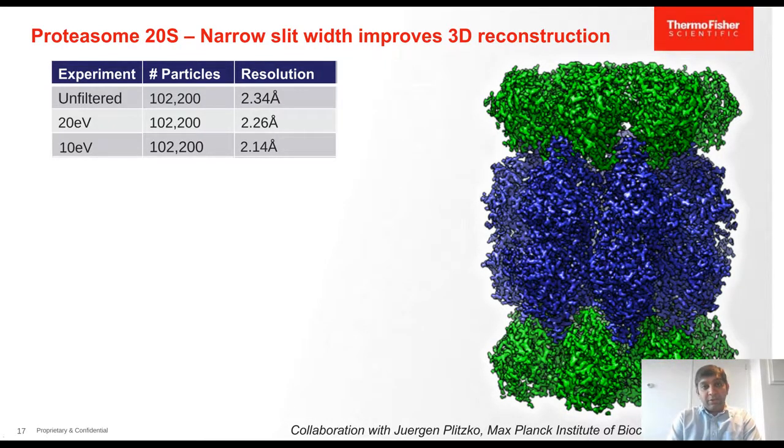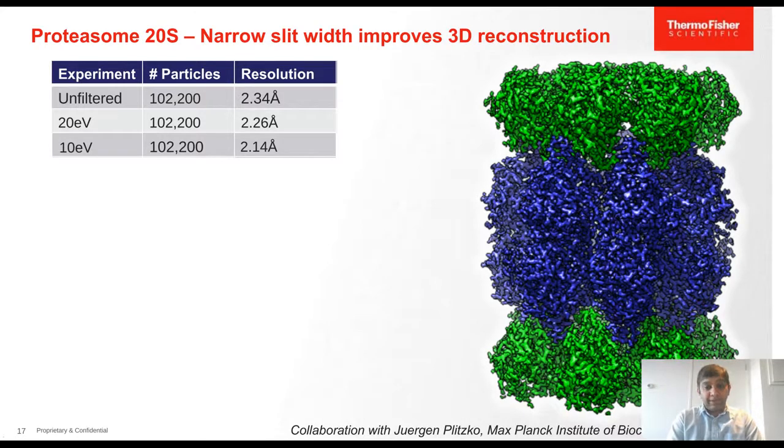And when we use even narrower slits, so now we are removing all the noise from this plasmon peak, the resolution is further improved to 2.14 angstrom. That's a massive difference, going from 2.3 to 2.14. It also shows that the 20 eV slit, which is generally used as standard in the field, is good, but with 10 eV, you can get even better resolution. Now, it's about 0.12 angstrom difference between 20 and 10 eV, and about 0.08 angstrom difference between unfiltered versus filtered imaging. Is this significant?